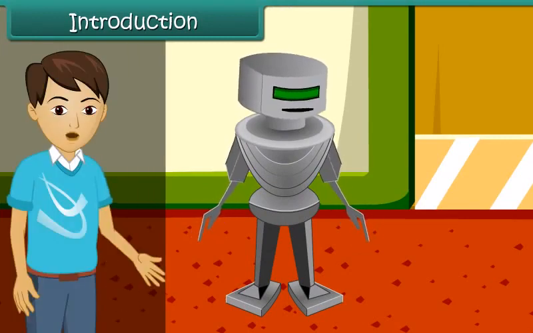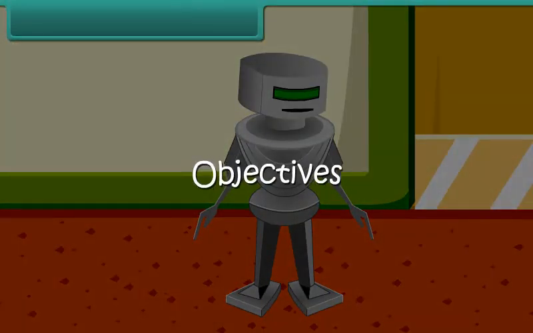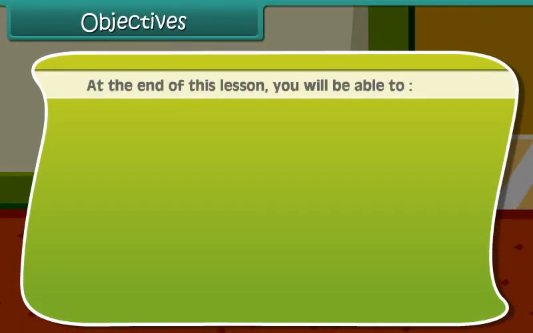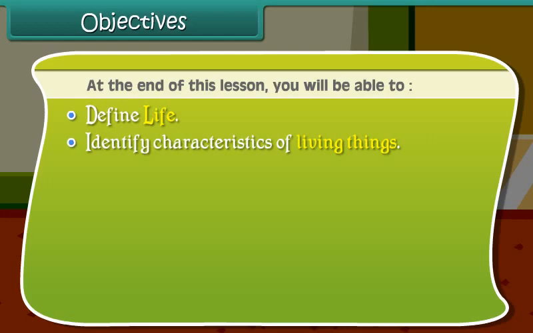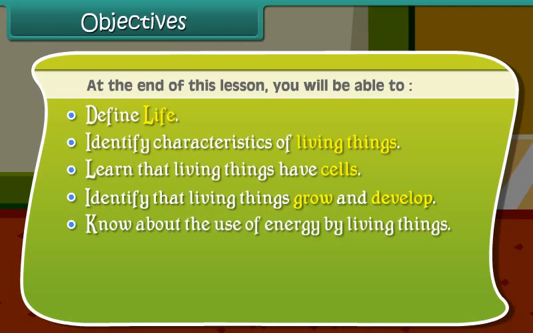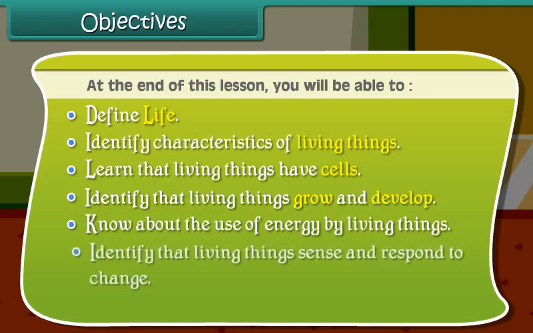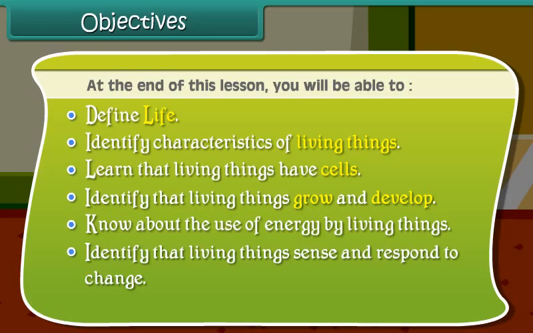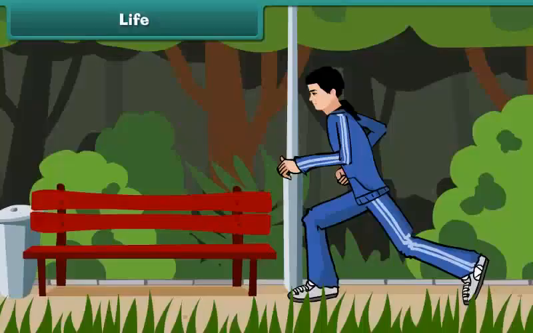Children, in this lesson we will learn about characteristics of living things. Objectives. At the end of this lesson you'll be able to define life, identify characteristics of living things, learn that living things have cells, identify that living things grow and develop, know about the use of energy by living things, identify that living things sense and respond to change, discuss that living things reproduce.